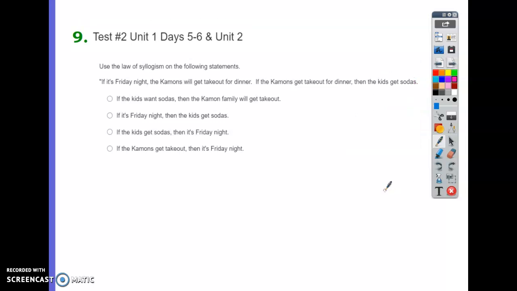Law of syllogism. If it's Friday night, the Kamens will get takeout for dinner. If the Kamens get takeout for dinner, then the kids will get sodas. Well, here's the middleman. Cross it right out. Same, what comes after the then, what comes after the if. So if it's Friday night, then the kids will get sodas. Which answer is that? If it's Friday night, then the kids get sodas. Right there.